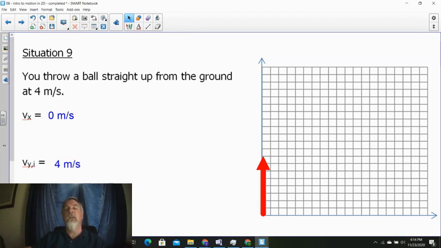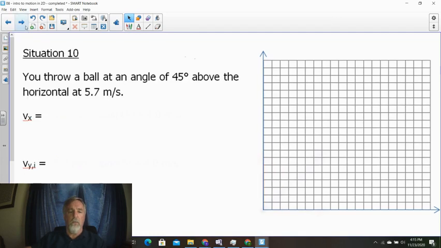Let's put these together now. Instead of just rolling it horizontally or throwing it straight up, let's throw it at an angle. We're going to make it about as complicated as we can get for 2 dimensions. Let's do a 45 degree angle and 5.7 meters per second.